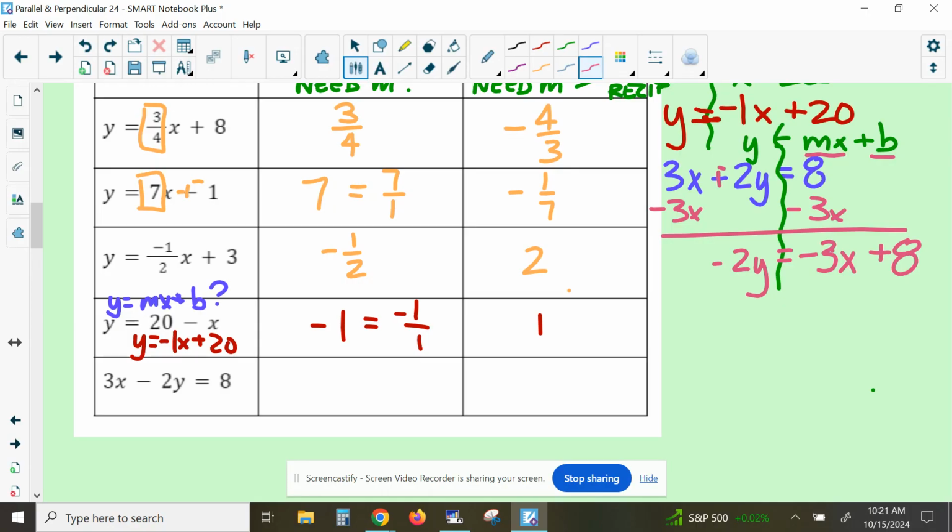Do I have y all by himself over here yet? Yes. No. Yes. Halfway. What needs to go now? That -2. How do I get rid of a -2 that's touching that y? You got to divide it out. Now remember, when you have two terms over here, you need to divide everybody. So if you divide him by -2, you got to divide this by -2 and this by -2, because they're two separate terms over there.